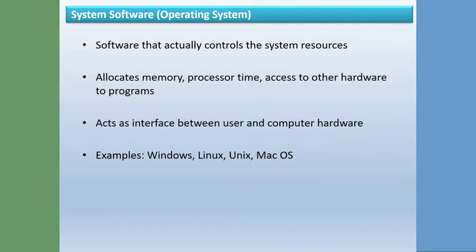So operating system or system software, it's the software that actually controls the resources of the computer. Okay, so an example of that would be Microsoft Windows or Mac OS if you're on an Apple Mac. Okay, it works to allocate memory and processor time to the processes. It also allows access to other hardware. Okay, so you as a user interact with your programs, your applications. The applications interact with the operating system. The operating system interacts with the hardware and tells it what to do. So it acts as that interface between you and the hardware. Okay, some examples there.